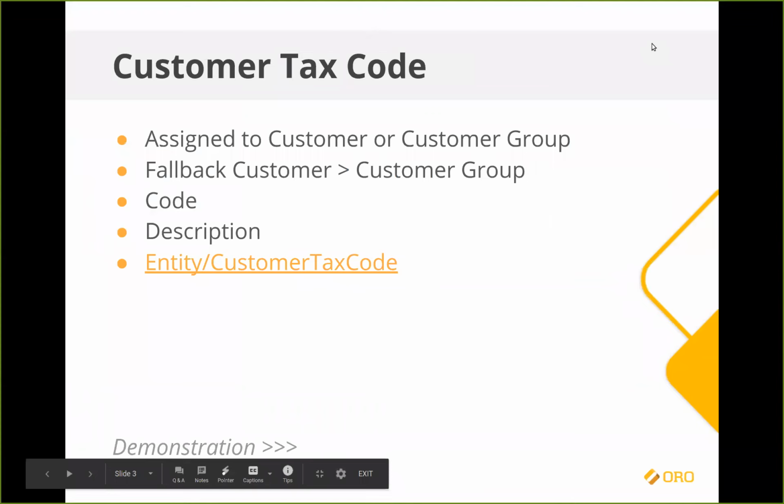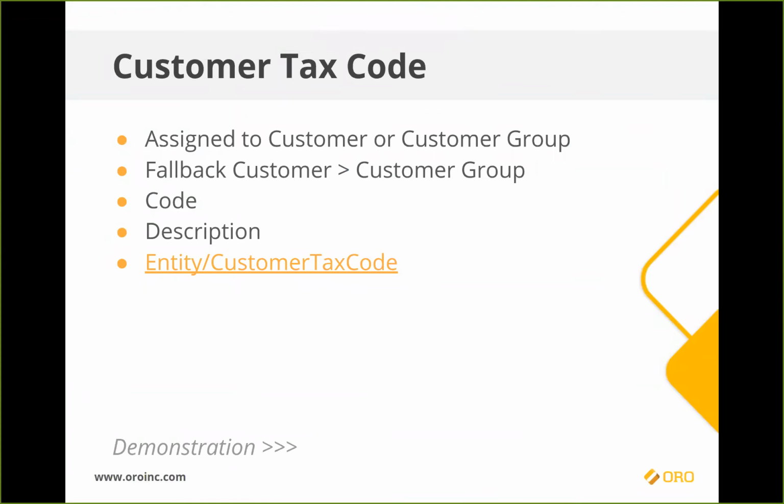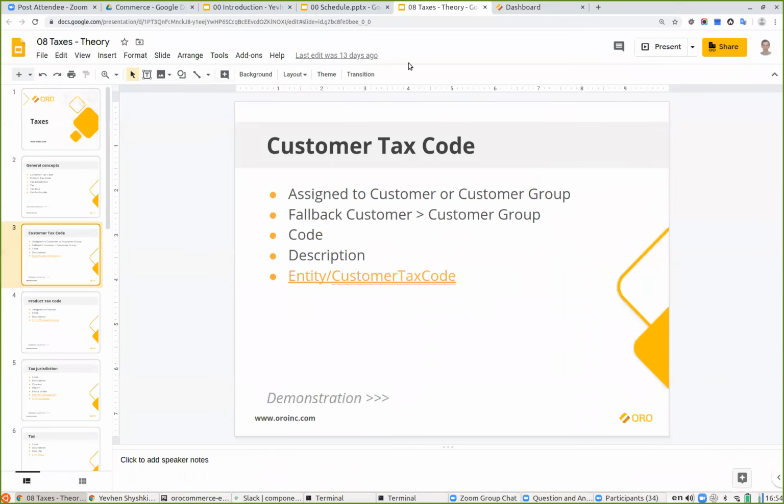Customer tax code is a code which represents a group of customers which has to use a specific tax. It can be, for example, VAT tax customers, or reduced tax customers, or customers with a specific tax, and so on. Customer tax code can be applied either to the customer or to specific customer groups, with an obvious fallback from the customer to the customer group. Customer tax code is just a code with a simple description, and everything is stored in the entity called customer tax code in the database. So it's a pretty straightforward entity.